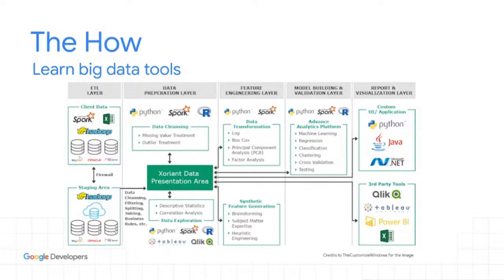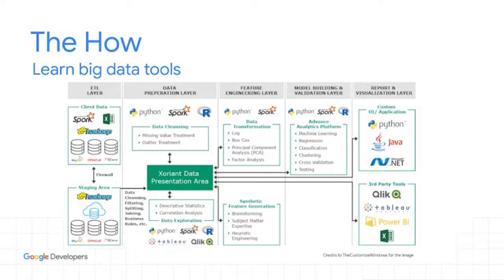For the first two layers, the ETL layer and the data preparation layer, this is usually what a data engineer does. The main goal here is to build a reliable database or reliable data warehouses for further analysis and reporting. So it usually involves some ETL work, extract, transform, and load, and data cleaning work with tools like Spark, Hadoop, SQL, and Python, etc.